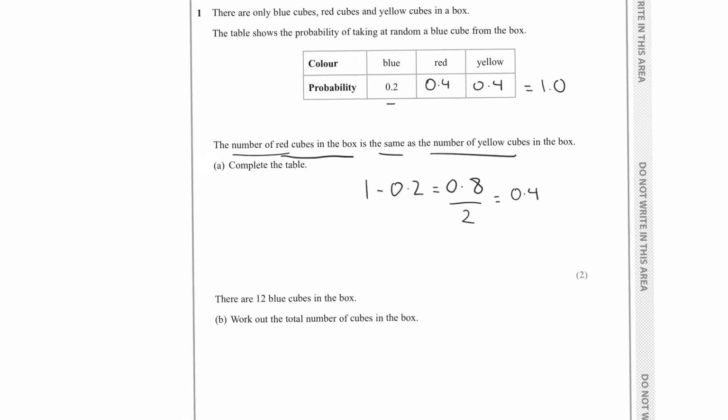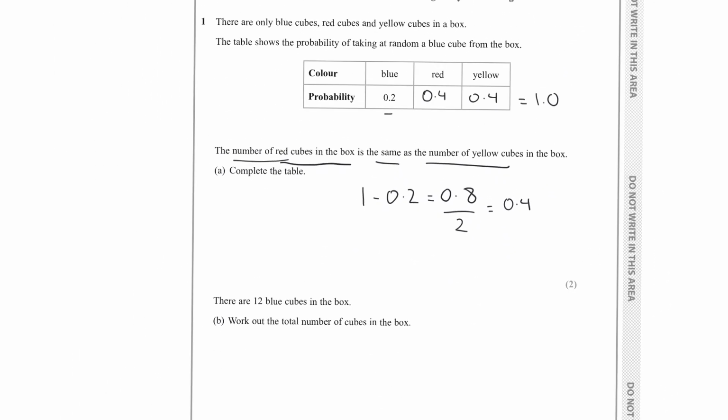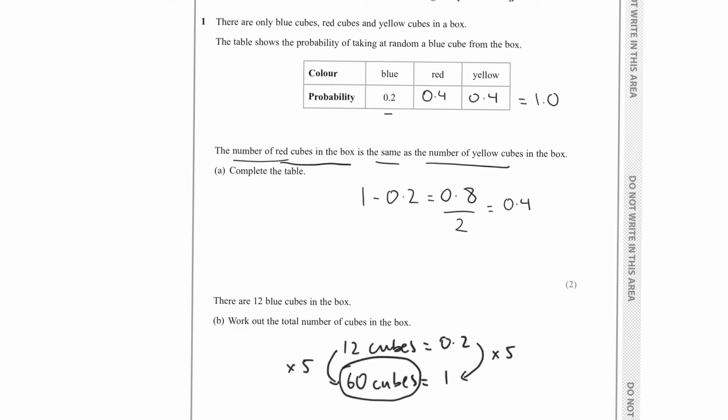Then part B of that question, just zooming out so you can see the whole question. Part B states that there are 12 blue cubes in the box and it wants us to work out the total number of cubes in the box. So we know that 12 cubes is equal to 0.2. We know that total probability adds up to 1. So from 0.2 to 1, we multiply by 5. And so we're going to do the same on the other side. So that would leave us with 60 cubes in total in the box.